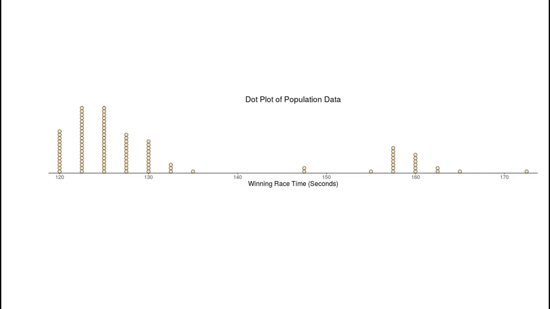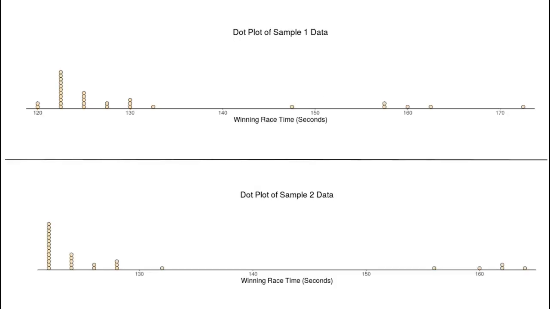Next, we're going to look at a random sample of 30 race times and look at a plot of the sample data. The top plot here is a dot plot of our first sample of 30. For this first sample, the mean winning time is equal to 131.51 seconds with a standard deviation of 14.89. Also, notice that our sample data here is right skewed and that the sample data and the population data on the previous slide look similar.